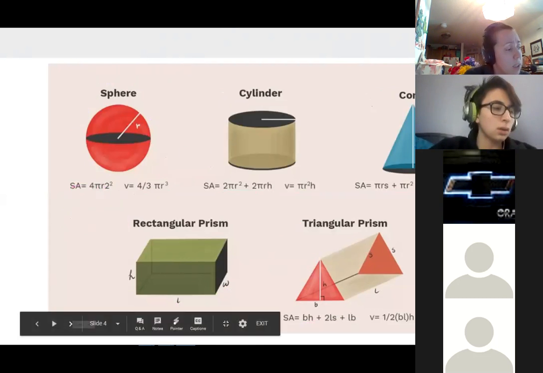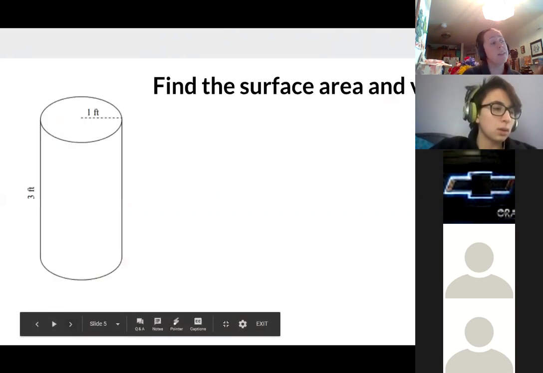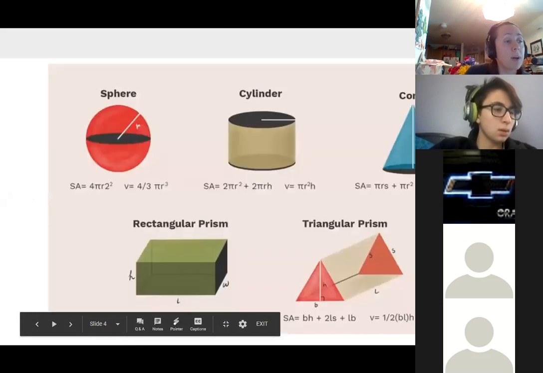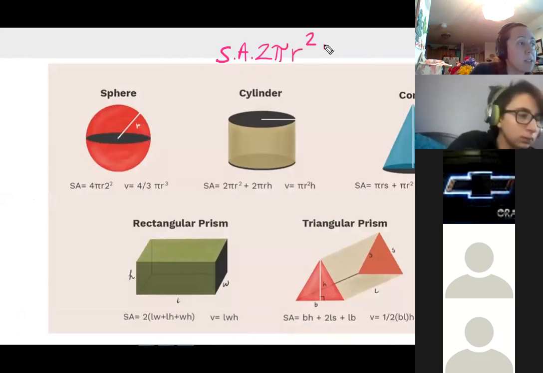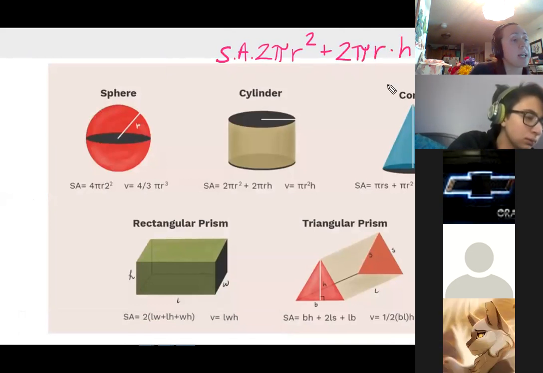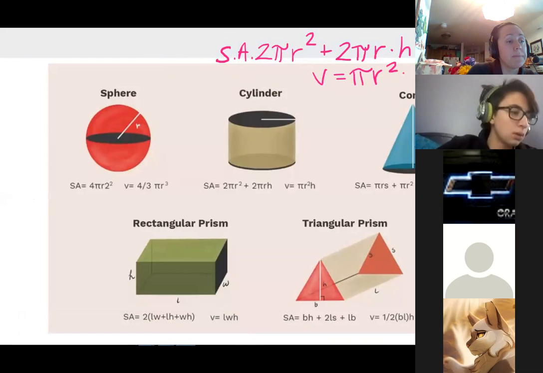So yeah. All right, so we want to find the surface area and the volume. First thing we want to do is establish the formulas that we need. Okay, and it's a cylinder, so I'm going to write the formulas on the screen just so we have it. So to find the surface area, we need 2 times pi times the radius squared plus 2 pi radius times height. For the volume, we want pi r squared times height.